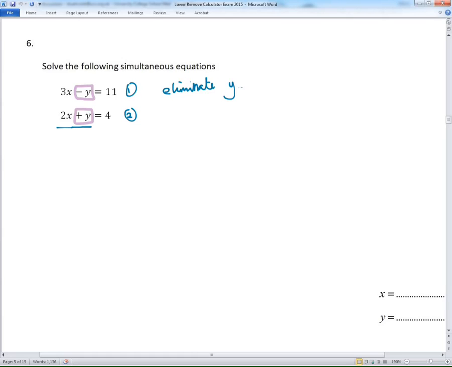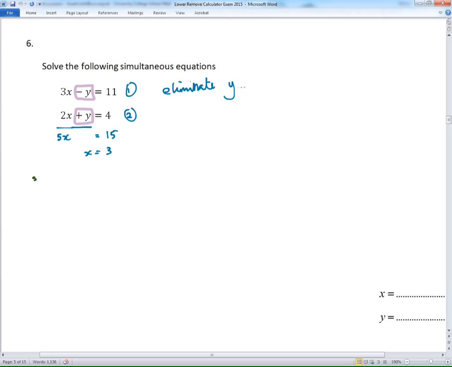Okay, so adding 3x and 2x, we get 5x. If you have minus y plus y, you're left with no y's, and 11 plus 4 is 15. So since we don't have any y's, we don't have to write them. And if we have 5x equals 15, that means that x is equal to 3.